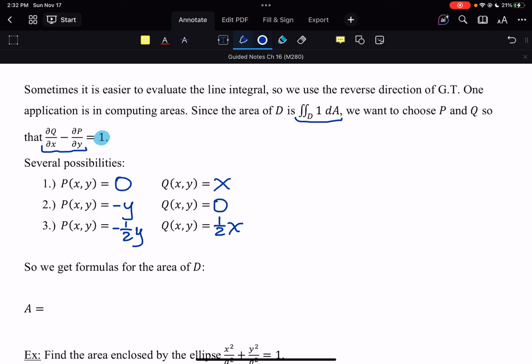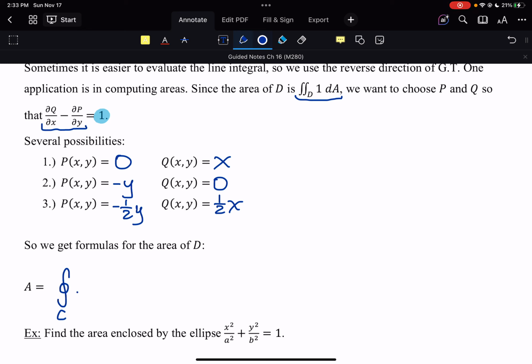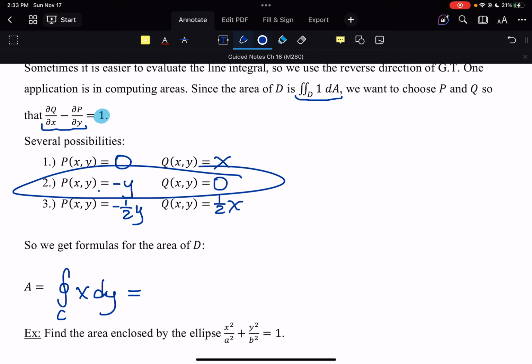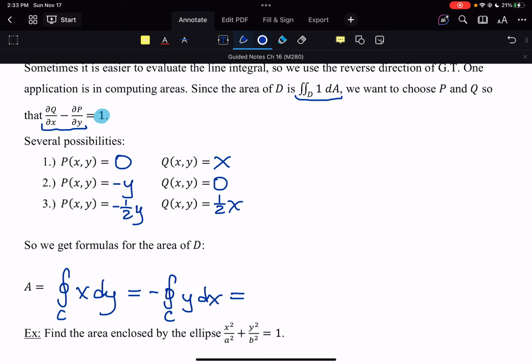So the line integrals that correspond to these different cases here, all three of these, are as follows. So we have positively oriented line integral over C of, for the first one, 0 dx plus x dy. So that's just x dy. For this one, we have negative y dx plus 0 dy. So let me pull the negative out in front. That's negative line integral of y dx. And then for this third case, we have negative 1/2 y dx plus 1/2 x dy. So we'll pull the 1/2 out. So 1/2 line integral of negative y dx plus x dy.